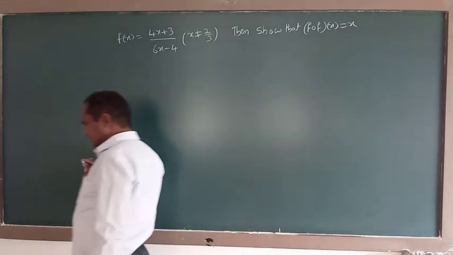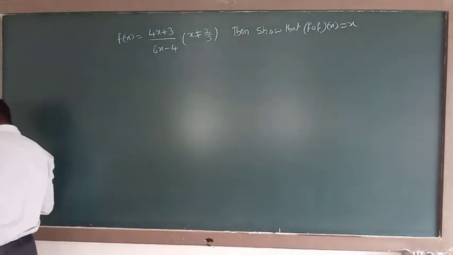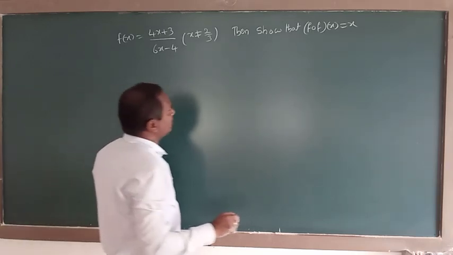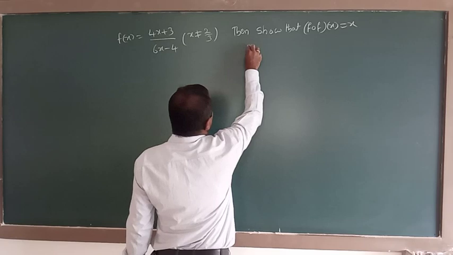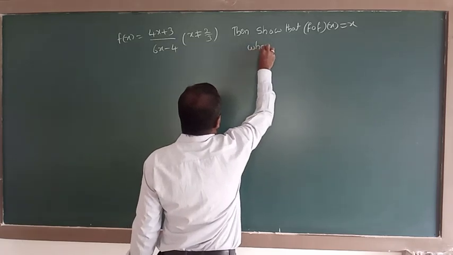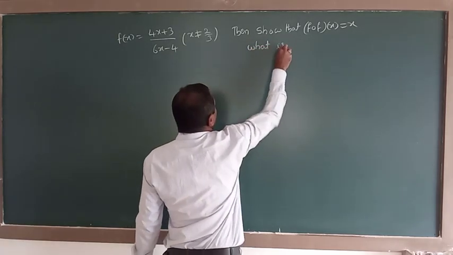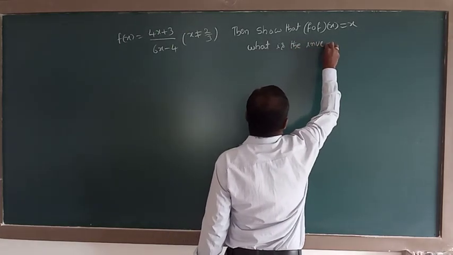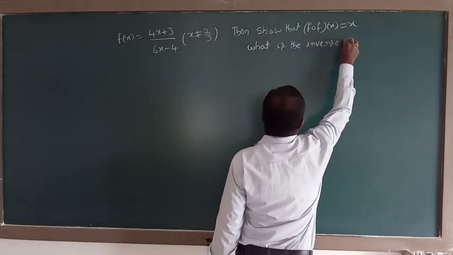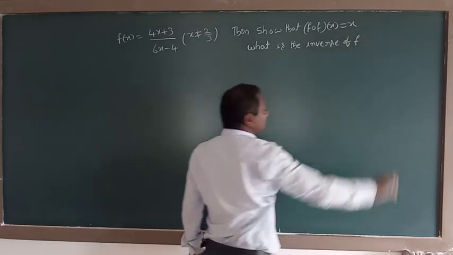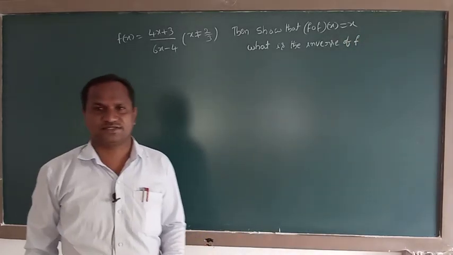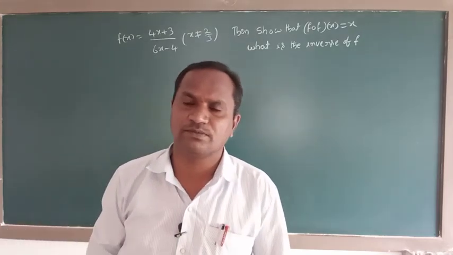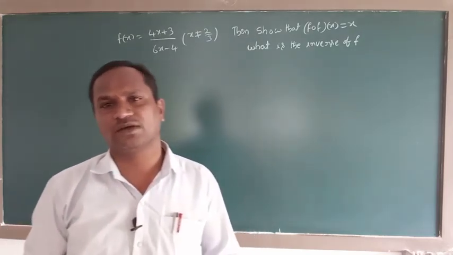And the second question is, what is the inverse of f? What is the inverse of f means nothing but find the inverse of the function. Here they are asking two questions: show that f circle f of x is equal to x, and at the same time find the inverse of the function.